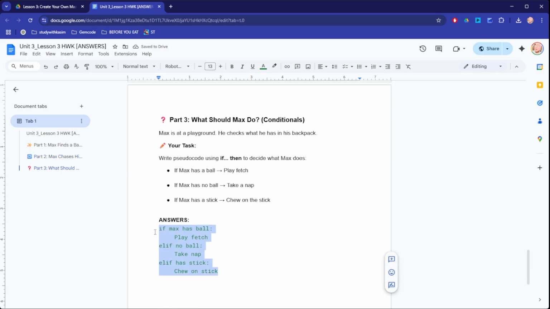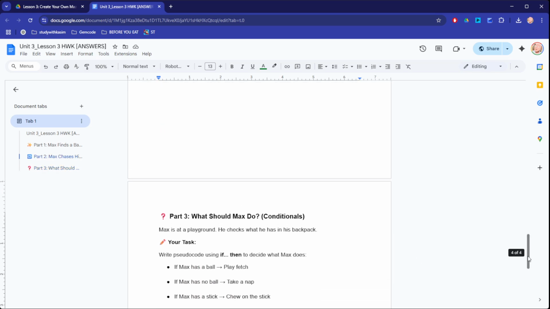Good. The last part is really simple. So we've done if statements before in our lessons. So we're going to say if Max has a ball, what are we going to do? Play fetch. Okay, if Max has no ball, what are we going to do? Take nap. And the last thing is if Max has stick, chew on stick. And remember that we use elif after the original if statement. So it will be if, elif in that order.